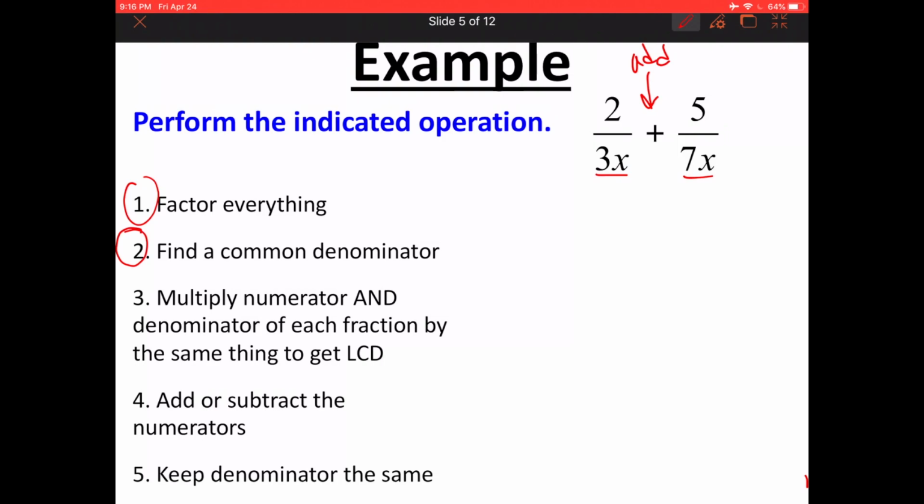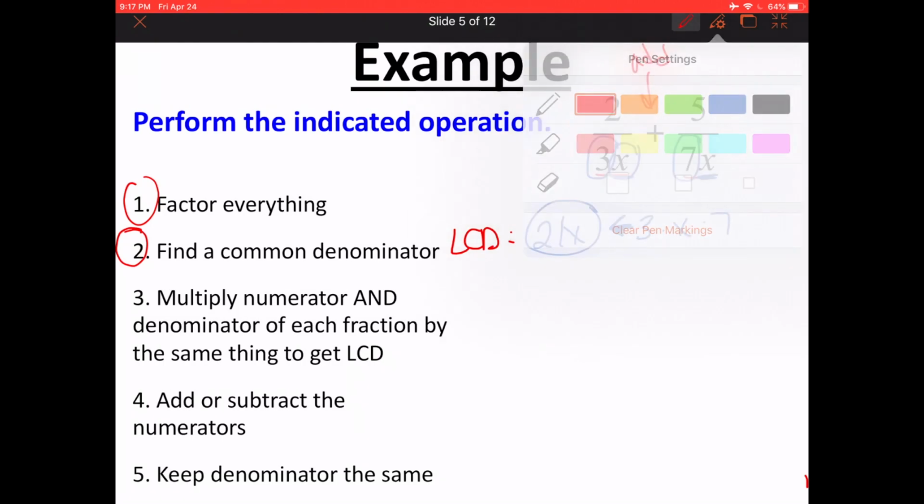So step 2 is to find the least common denominator. So the LCD. All right, let's circle each unique factor. I'm going to circle the 3. Notice the x shows up twice. I only circle one of them. And I'm going to circle the 7. So that means my LCD is 21x. Okay, because 3 times x times 7 gives me 21x. So I know what my least common denominator is.